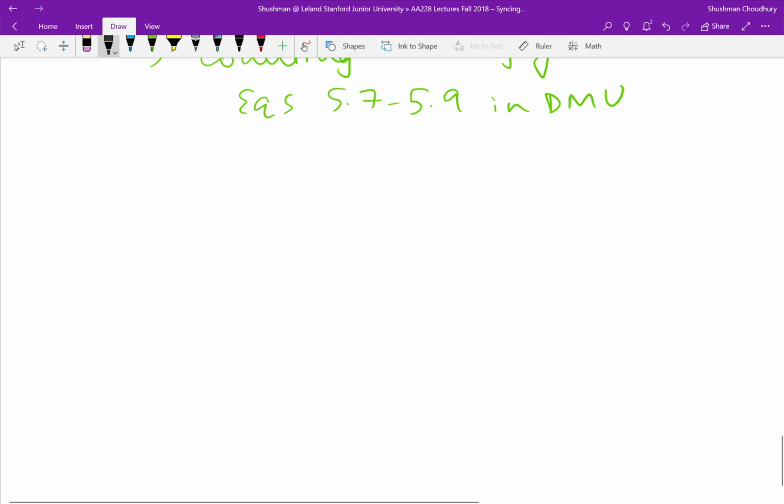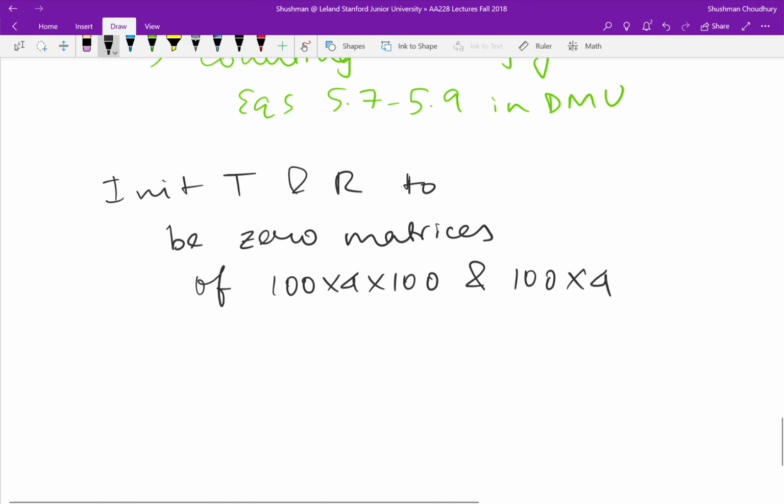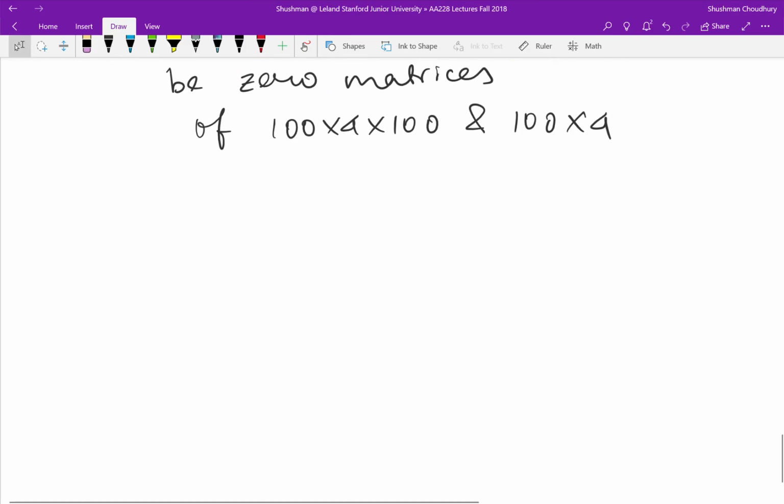So initialize T and R to be 0 matrices of 100 cross 4 cross 100 and 100 cross 4. You know that, so essentially, in this case, we tell you that you can obtain the index of a certain state by doing linear indices or int to xy, but you don't really need to know that, right?